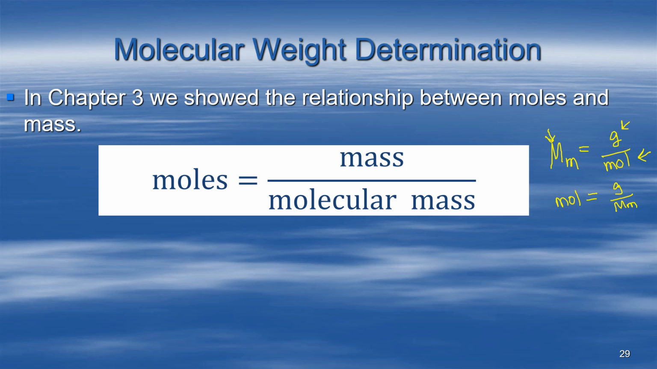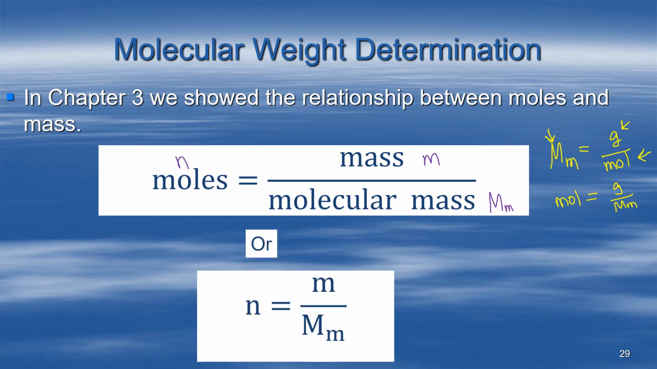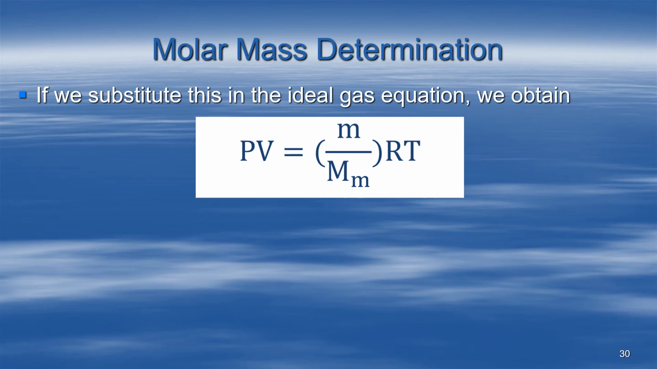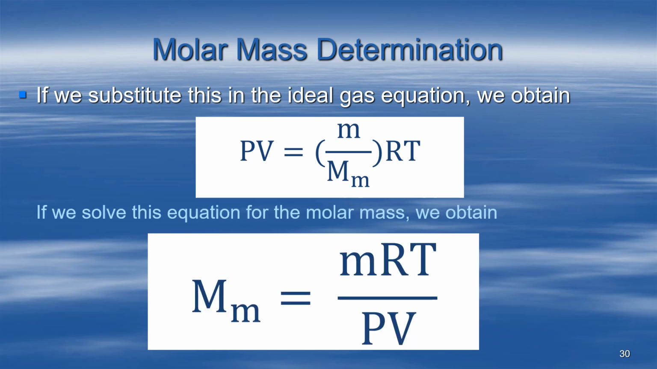A lot of times mass is given the symbol m, and molecular mass or molar mass is given the symbol MM. Remember moles is n, so we can plug that in: n equals m over MM. If we plug little m over MM into PV equals nRT and rearrange, we get another form. This is also the ideal gas law, but in different terms.